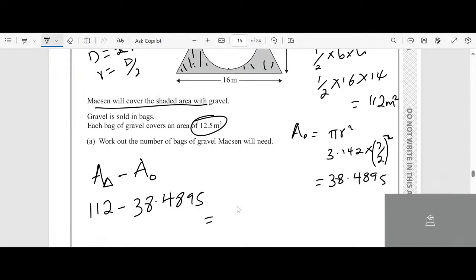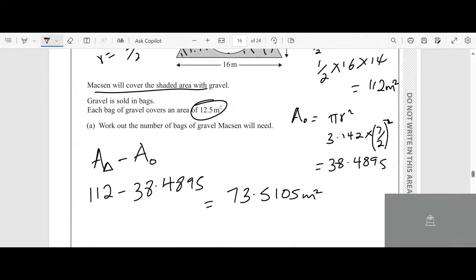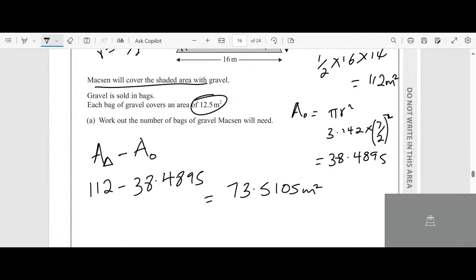Therefore, we'll have the area as 73.5105 meters square. So for every area, one bag of gravel will cover 12.5. What about this one? So we just divide by 12.5.